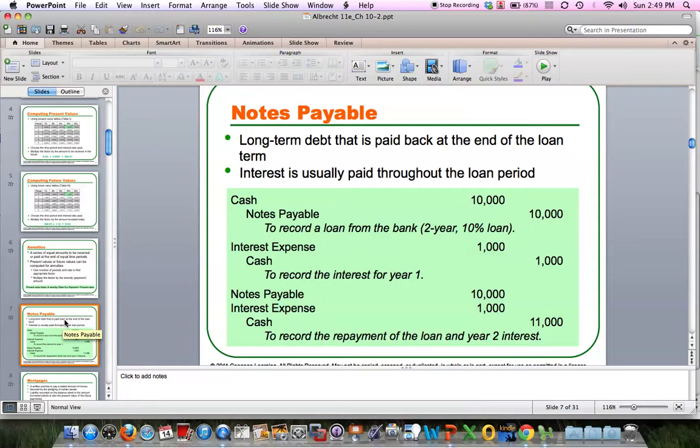Okay, so that brings us to the concept of notes payable. Now this chapter is about long-term financing. A long-term note payable, a mortgage, and a bond are kind of the biggies that we're going to look at today. A note payable is long-term debt. It's paid back at the end of the loan period. Interest is usually paid throughout the loan period, but then there's a lump sum payment to pay the principal whenever the note ends or expires.